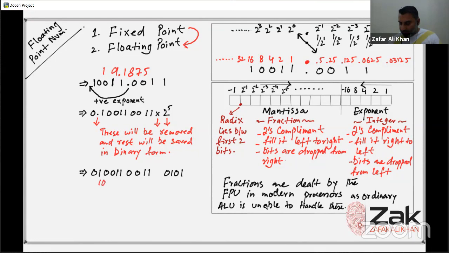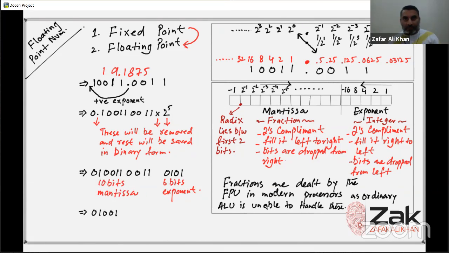So let's see how many bits are allocated. The word size is 16 bits, out of which 10 bits are available for mantissa and 6 bits are available for exponent. So we will start filling it from left to right. 1, 2, 3, 4, 5, 6, 7, 8, 9, 10. Oh, fortunately, we have got as many bits in the mantissa as the allocated space. So we will fill it from left to right.